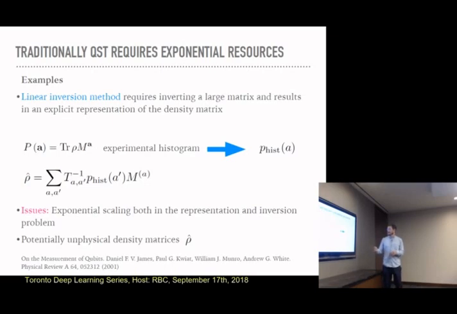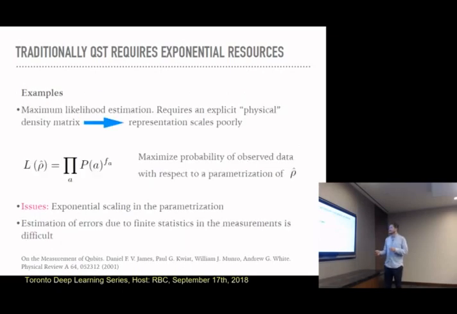Traditionally, as I said, it requires exponential resources. If you, for instance, do a linear inversion, then you're facing an exponentially poor inversion problem. I'm not going to go into these details right now. Just to tell you that traditionally you can go up to 20 qubits or 20 spins with these techniques.